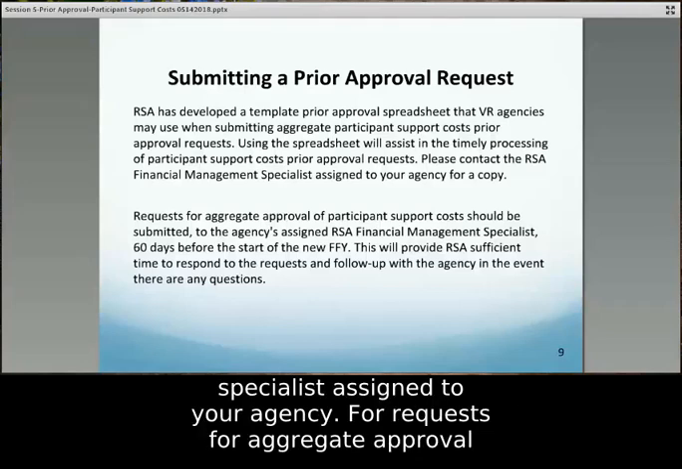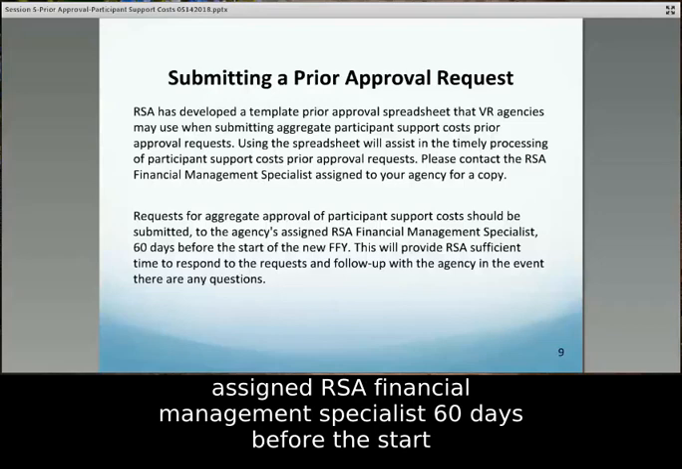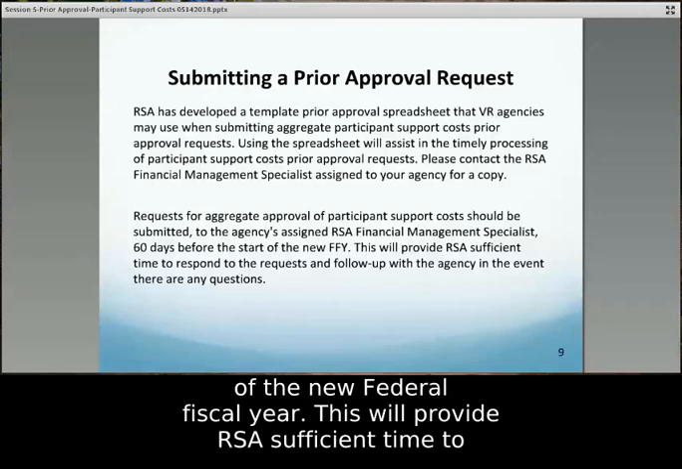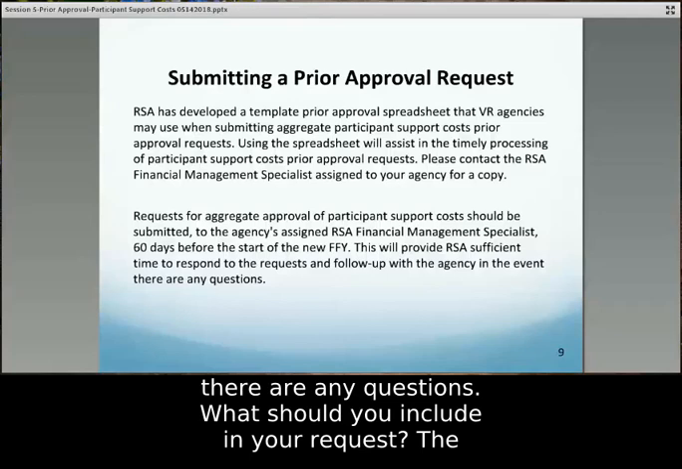Requests for aggregate approval of participant support costs should be submitted to the agency's assigned RSA Financial Management Specialist 60 days before the start of the new federal fiscal year. This will provide RSA sufficient time to respond to the request and follow up with the agency in the event that there are any questions.